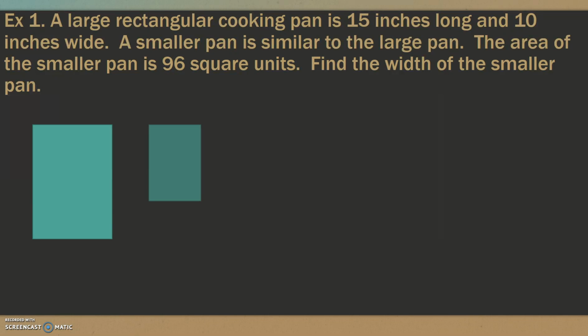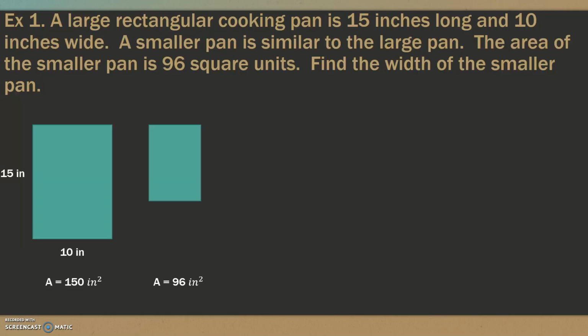I like to draw pictures in order to get a good visual of what's going on. For my bigger one, I've got 15 inches long and 10 inches wide. The other thing I know is the area of the smaller one, so I'm going to write that down. When you're comparing these things, we need to have something in common. Whether it be the two lengths, the two widths, or the areas, we have to have something in common. So the first step here is to find the area of the bigger one, and I see the area is 150 inches squared.